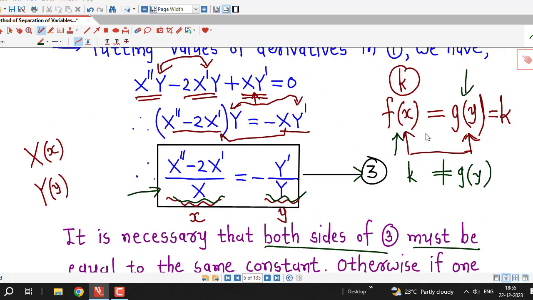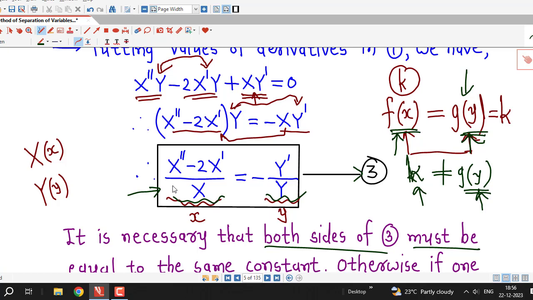That is what I have explained: suppose this is variable and this is kept fixed, then this is variable and this is constant, but here both are equal, so that is not possible. So two functions of two different independent variables are equal, and that is possible if and only if each of the functions is equal to the same constant.